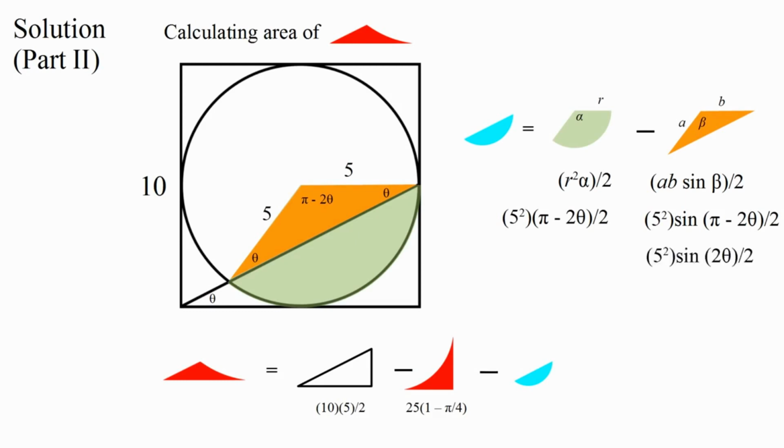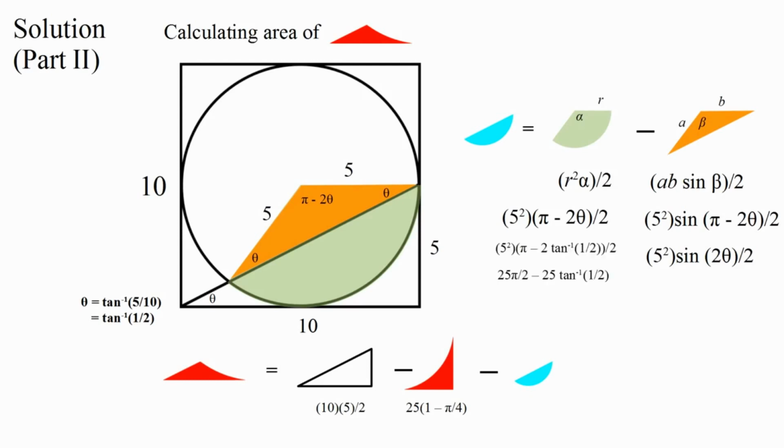Now for the area of the isosceles triangle. We can use the double angle formula for sin of 2 theta and simplify that a bit. Now we need to solve for the sine of theta and the cosine of theta. Well, in this right triangle we have one side length 10 and a height of 5. So we know that its diagonal can be solved by the Pythagorean theorem.